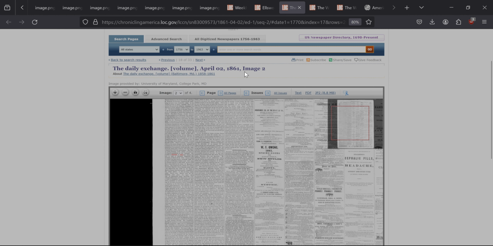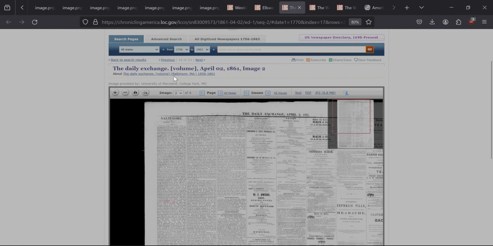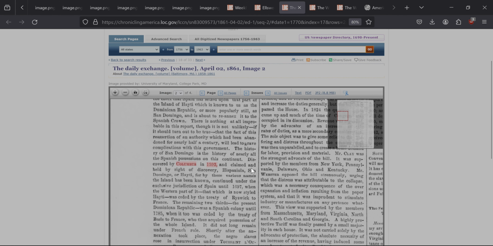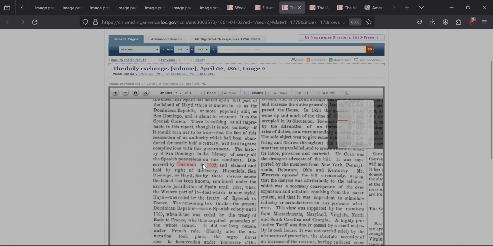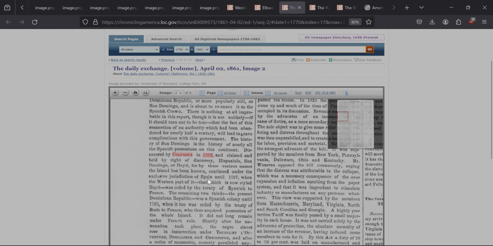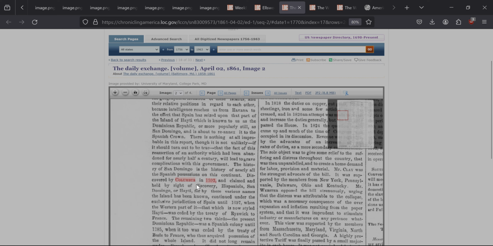So this next one is from 1861, the Daily Exchange from Baltimore. And down here we can see the history of San Domingo is the history of nearly all the Spanish possessions on this continent. Discovered by Columbus in 1592 and claimed and held by the right of discovery. So, again, 1592. It was continued under the exclusive jurisdiction of Spain until 1697, when the western part of it, that which is now styled Haiti, was ceded by the Treaty of Ryswick to France. And the remaining two-thirds were a Spanish colony until 1785, when again they went to France. So 1592, discovered by Columbus.